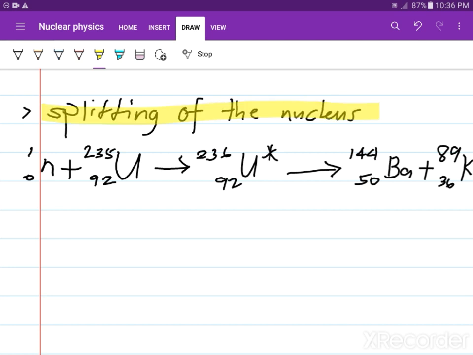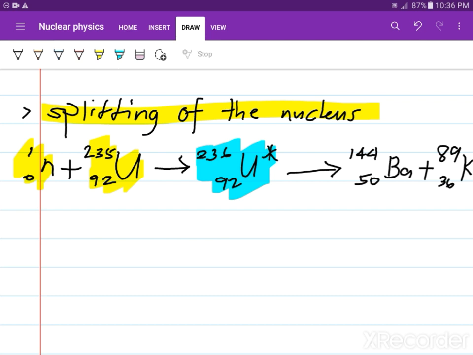So, say you have an unstable nucleus, uranium-235, and we have learned previously from nuclear reactions that if you bombard it with particles, it can undergo a nuclear reaction. So, suppose uranium-235 is bombarded by one neutron here. This neutron will combine into the nucleus, producing a very unstable nucleus, which is uranium-236.